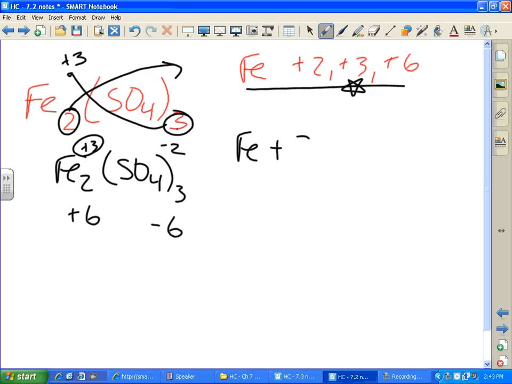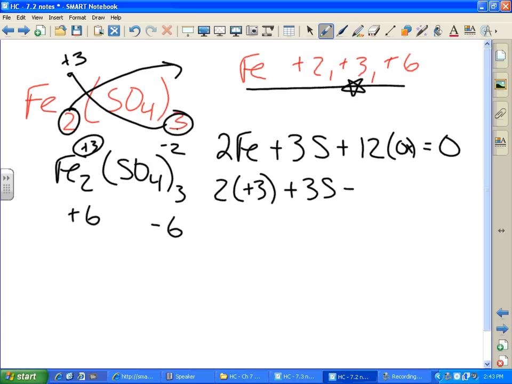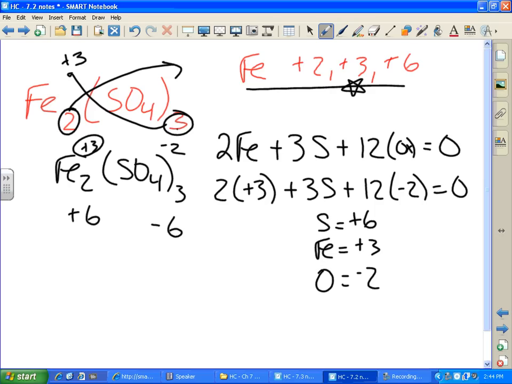So Fe plus sulfur. Now again, you have to watch our formula here. It's 3 sulfurs plus 12 oxygens. Taking the entire formula, and we actually have 2 irons. So solving through here, we're going to see that S equals +6, Fe equals +3, and oxygens equal -2. And that concludes the lesson on oxidation numbers.